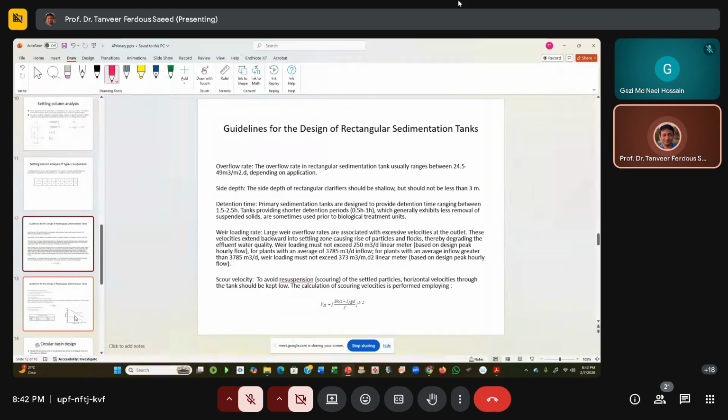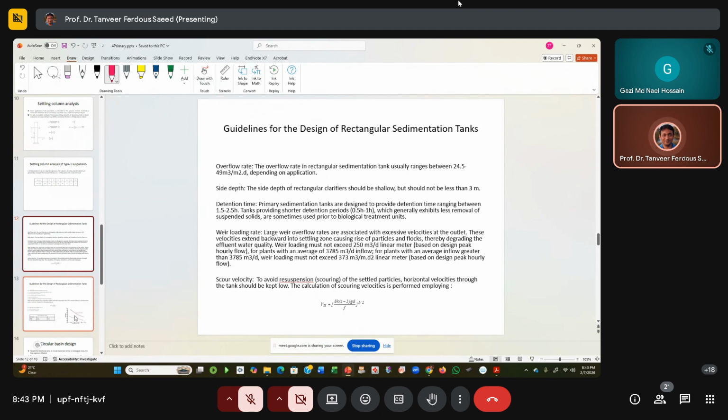So the number one design parameter is SOR, or surface overflow rate. Now we are considering a rectangular sedimentation tank, and these are all given in your book, chapter 5. The SOR range will be 24.5 to 49 cubic meter per square meter per day, depending on the application. And the side depth of the rectangular sedimentation tank should not be less than 3 meters, so a minimum depth of 3 meters must be provided.